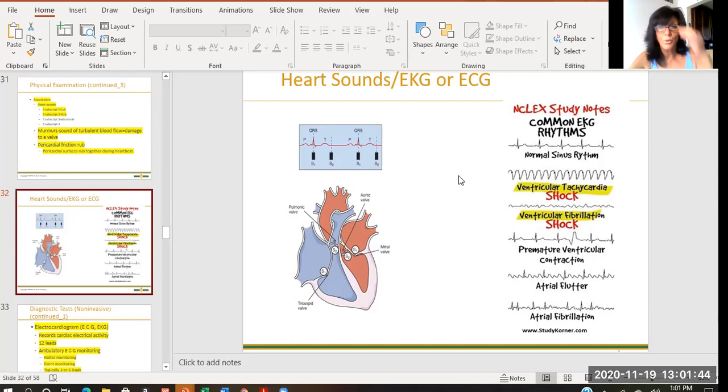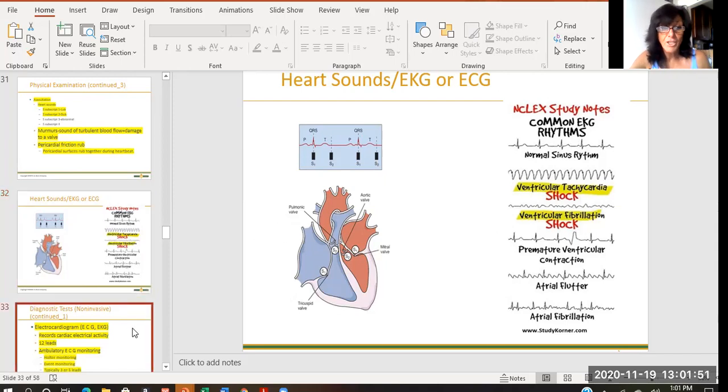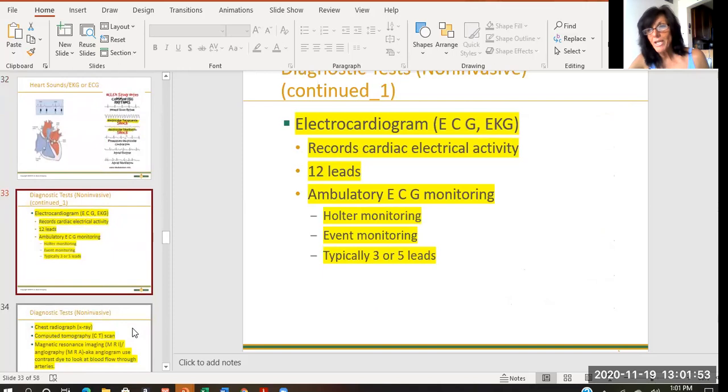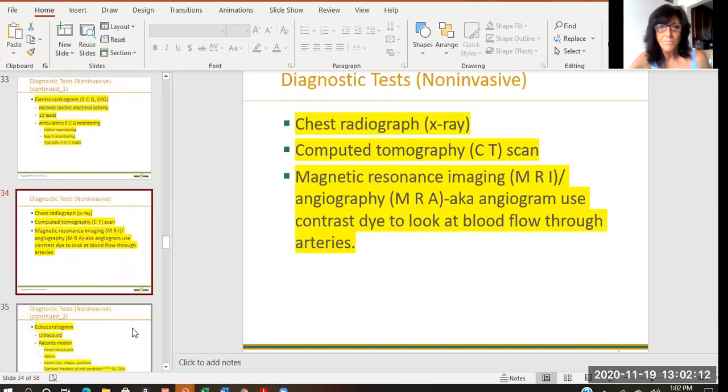And when we get to arrhythmias, we're gonna talk about EKGs and what you do need to know as far as identifying EKGs. EKG is the same thing as ECG, electrocardiogram, okay? It's looking at the electrical activity of the heart. Usually 12 leads, but there can be a 3 or 5 lead for Holter monitoring or ambulatory monitoring or event monitoring. And we'll talk more about that when we get to arrhythmias, okay?